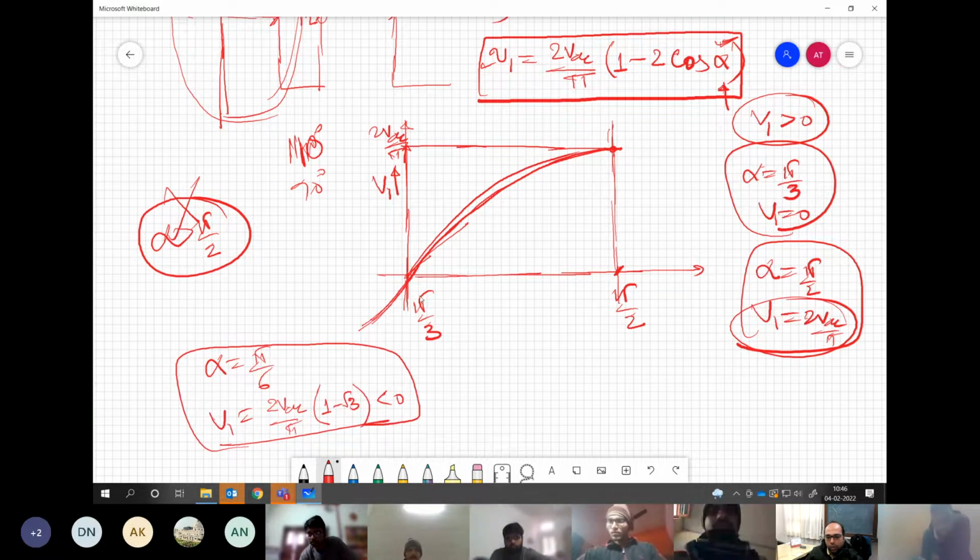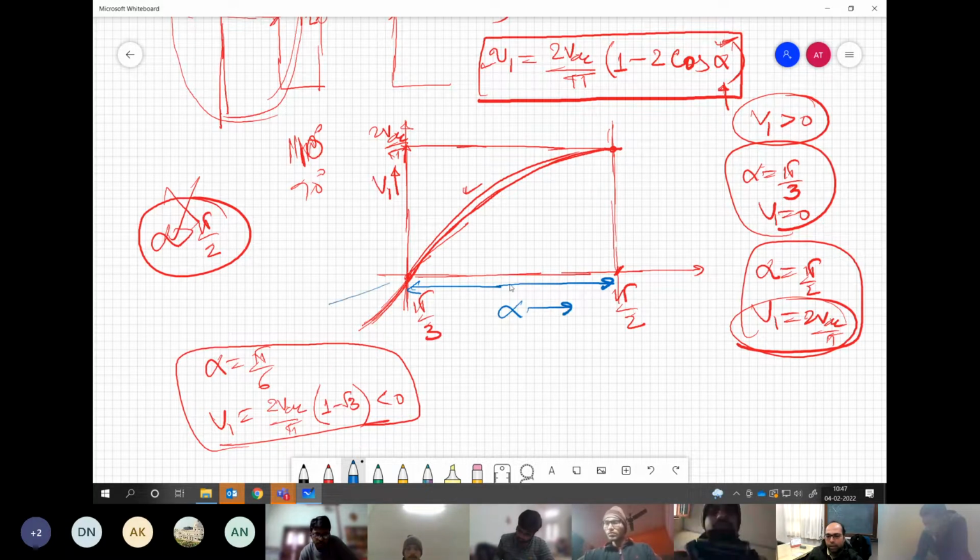So we don't operate for negative voltage, right? We are only operating for the positive voltage. So our range of operation for alpha is only from pi by 3 to pi by 2. It cannot be less than pi by 3, it cannot be more than pi by 2 for these reasons. So this is our range of operation for alpha. Now within this range, we will see how other harmonics are playing out. That also we need to know, right?